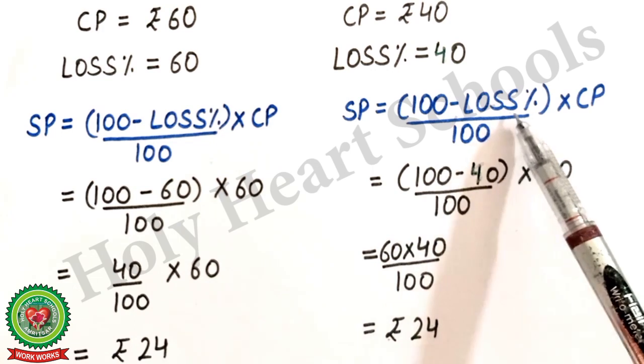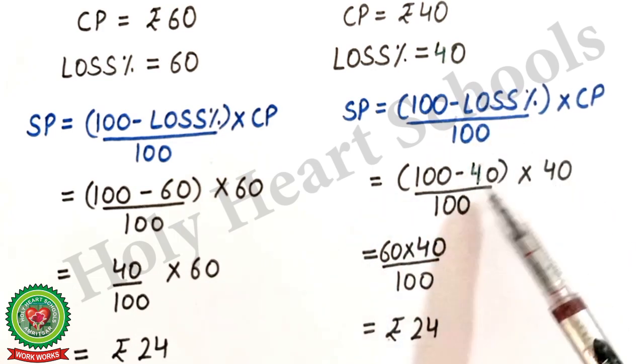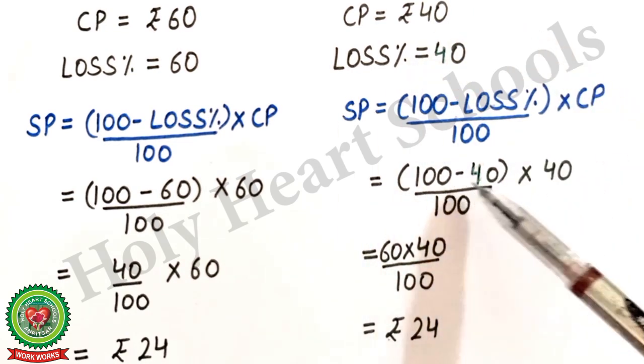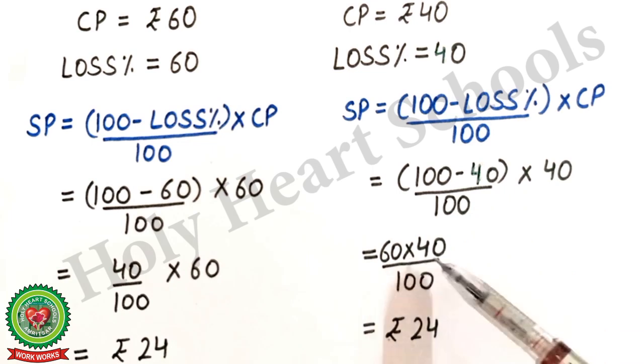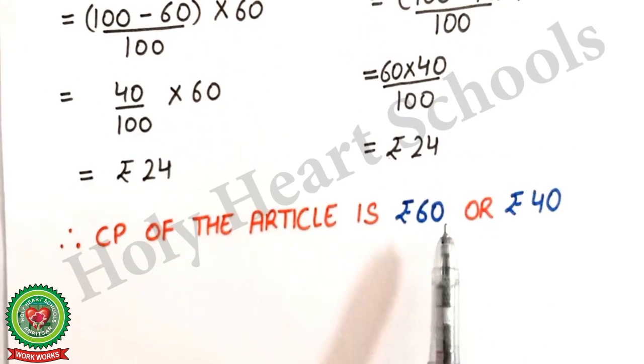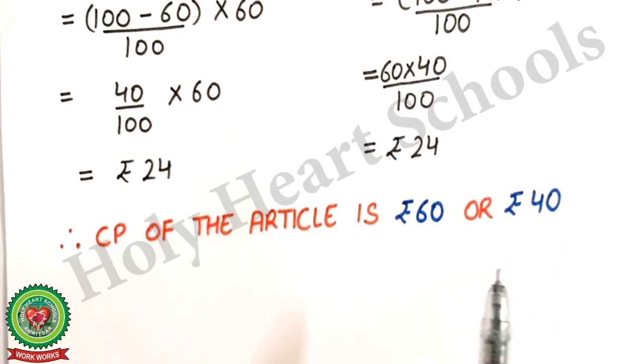Now in the second case, filling in the loss percent: (100 minus 40) upon 100 into cost price 40. So 60 into 40 upon 100, and after cutting the answer is rupees 24. So in both cases the selling price is the same. It means the cost price of the article can be rupees 60 or rupees 40, both are acceptable.